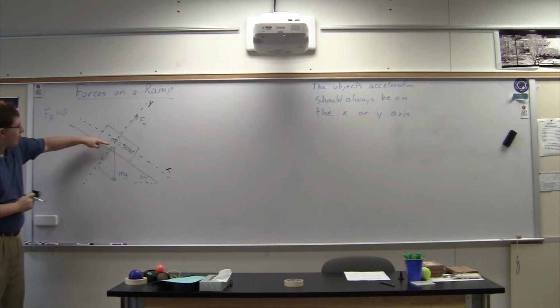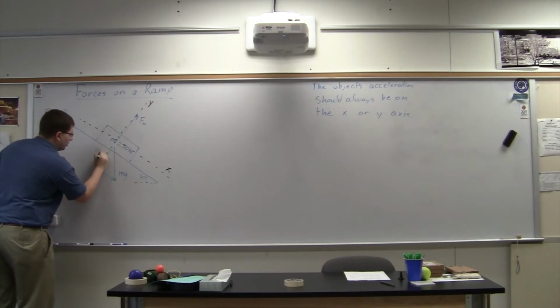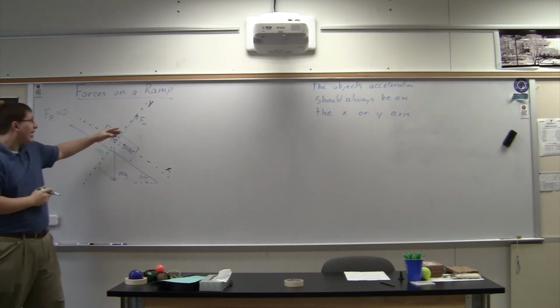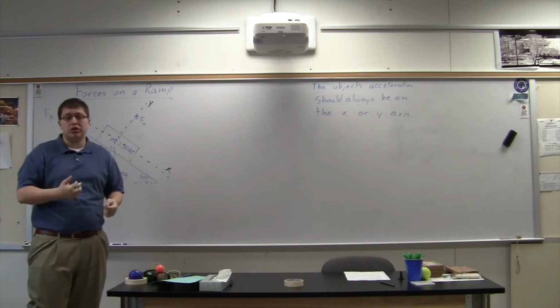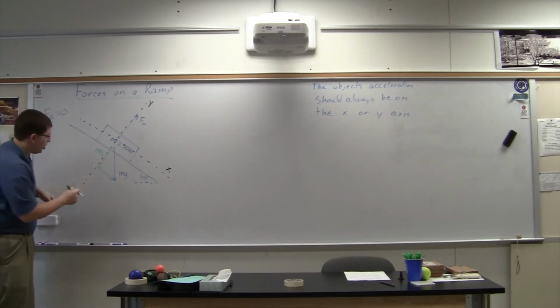I have mgy right here. And mgy is obviously parallel to my y-axis. That's the only way you can draw mgy. And then perpendicular to mgy is mgx.